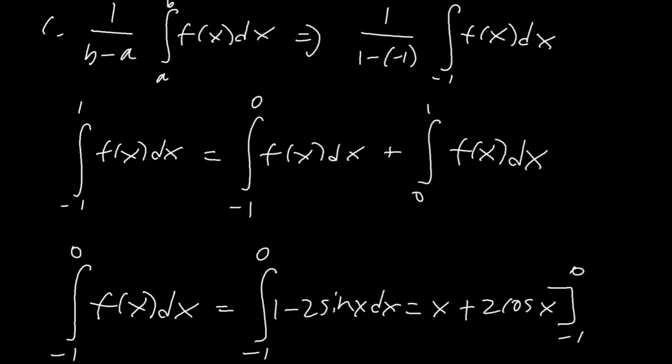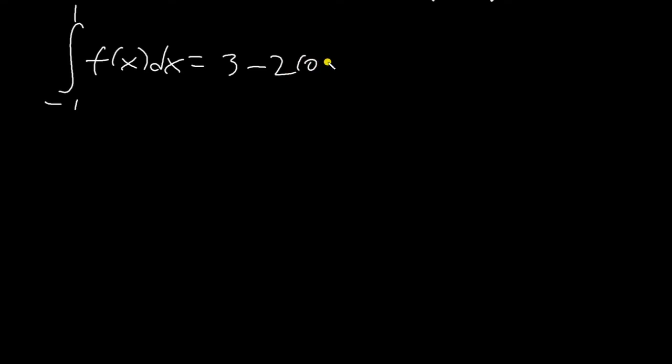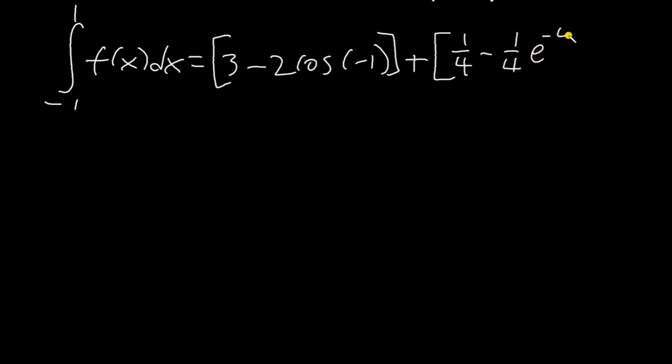Okay, so we know the integral from -1 to 1 of f of x dx is equal to the integral from -1 to 0, which we said was, what was it? We know it is 3 minus 2 cosine of -1 plus, this is the first part, and then the second part, which is the integral from 0 to 1, is 1/4 minus 1/4 e to the negative 4, right? And then now what do we do?